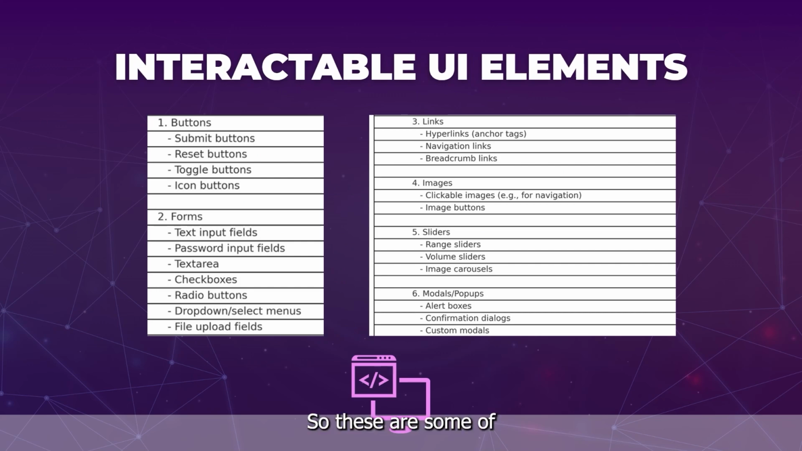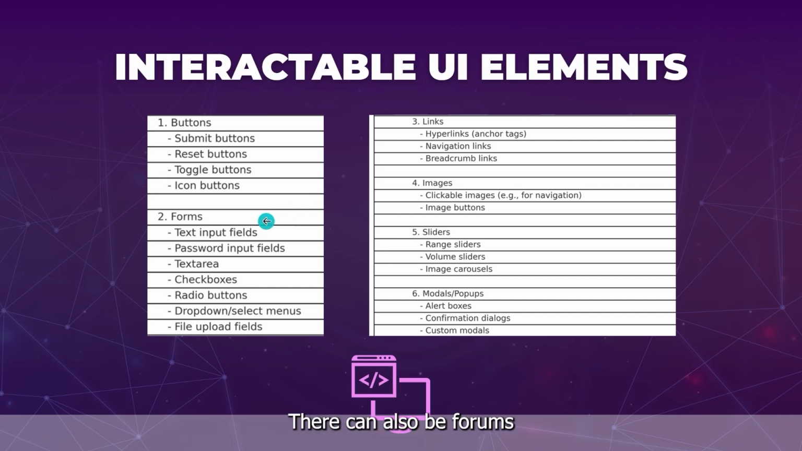So these are some of the UI elements that we can interact with in our browsers. Several websites contain buttons, submit buttons, reset buttons, toggle buttons, and icon buttons. These are just the most common buttons that we can see in the websites that we frequent daily.